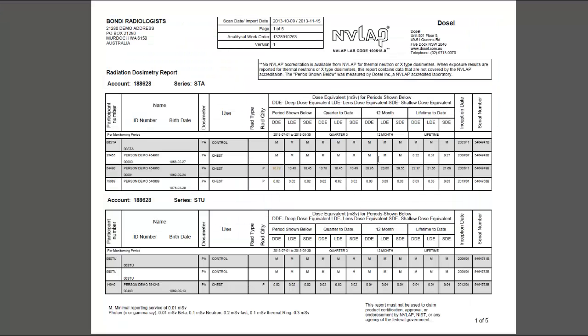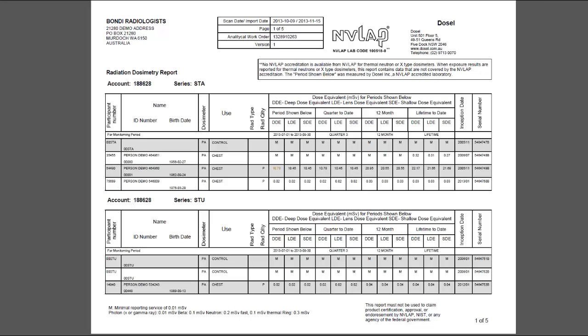Also, what we can see on this dose report is that this participant had exceeded the dose limit set by his RSO. He received the 10.78 millisieverts, and he was color coded here in the dose report.